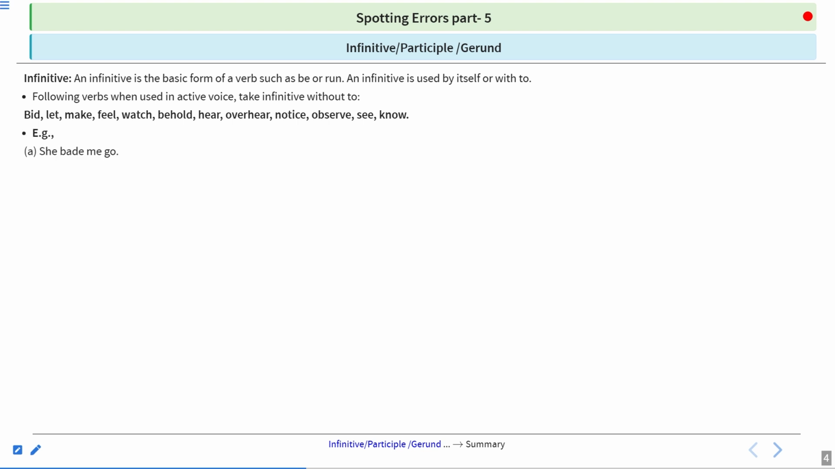Example: she bade me go. Let her sing. I made him sing. I didn't notice him go. So as you can see, in these sentences we haven't used to plus V1, the full infinitive. To plus V1 becomes full infinitive. We have to use here the bare infinitive. The bare infinitive is what? Without to.